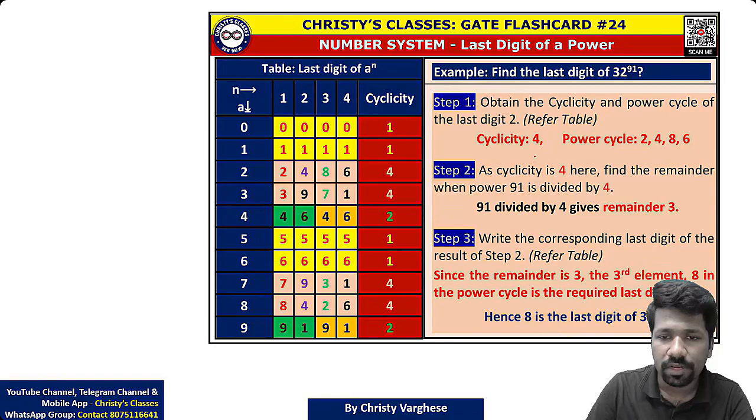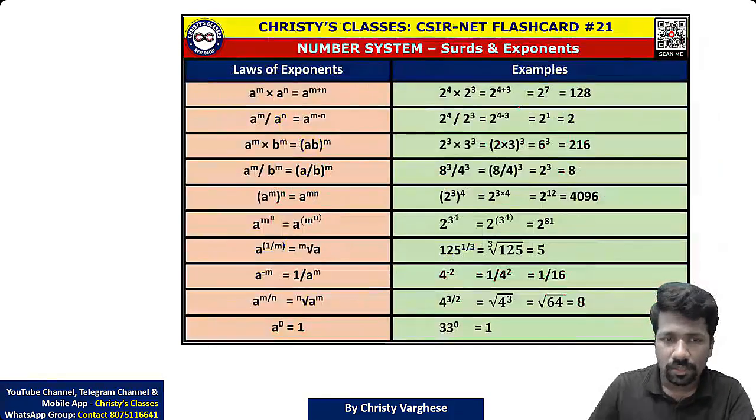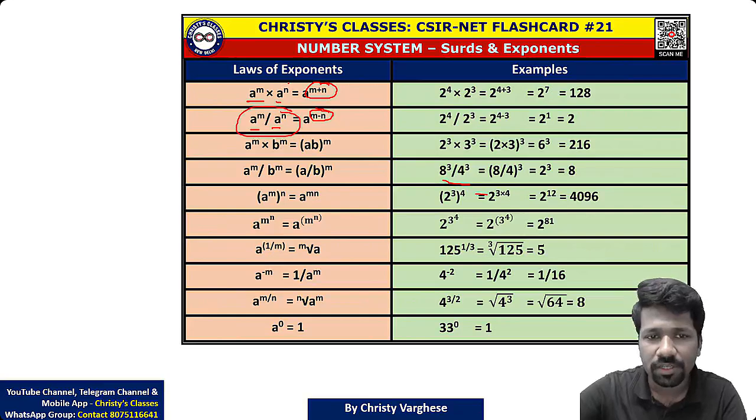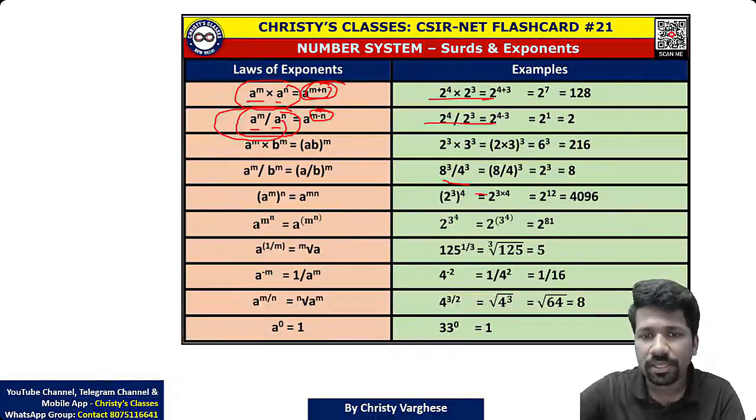Yeah, these are the flashcards for surds and exponents. Please revise surds and exponents also. When bases are same, you can add up the powers. When bases are the same, you can subtract the powers if it is division. Multiplication है तो add up the powers. Division है तो subtract the powers. Examples are given here.